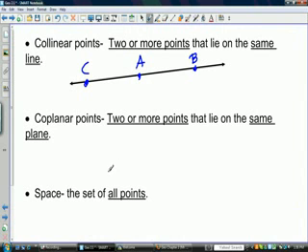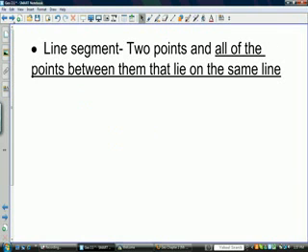Coplanar points are two or more points that lie on the same plane. So if I have a plane here, I could have A, B, and C. Now space is the set of all points. So space would be our three-dimensional space. So anything in our three-dimensional world, we could put a point on, and since space is all the dimensions that we can understand, that includes all of the points.